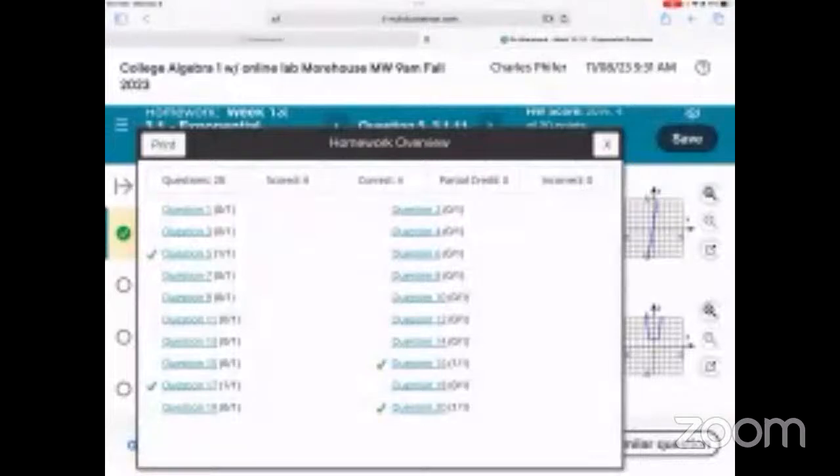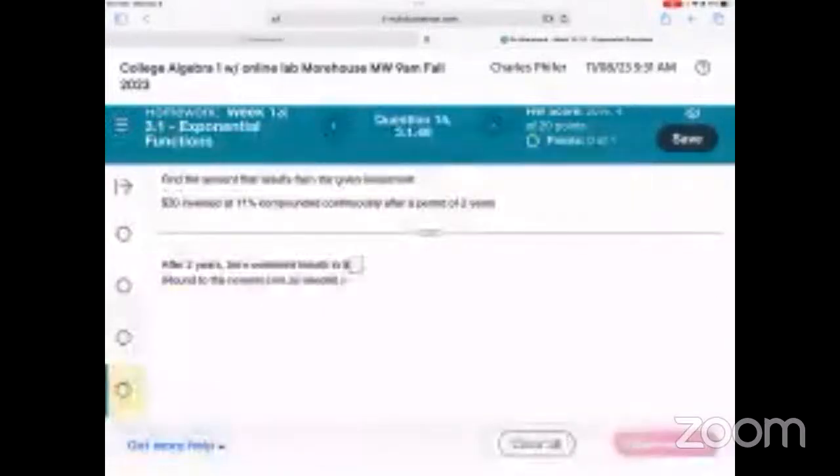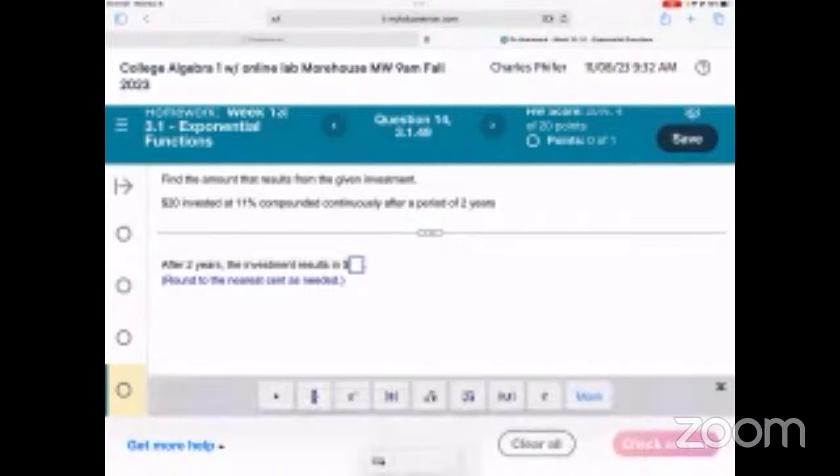Find the amount that results from a given investment continuously after a period of 2 years. Okay, so I'm going to take my notes here. If we're doing continuous compound interest, then the future amount is going to be equal to PERT, P times e to the power of rt. So we're trying to solve for A. Our principal, we're starting with $20 times e to the power of our rate, 11% as a decimal is 0.11, times 2 years. Okay, so that's what we're going to put in our calculator.